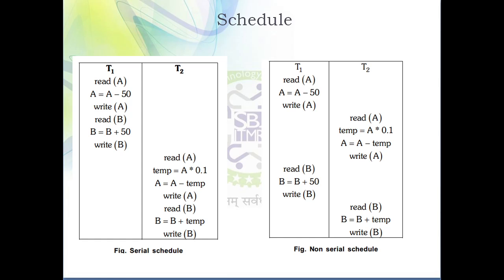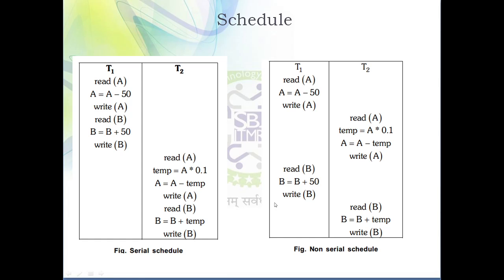So the sequence of operations is important. It is not the case that you execute one transaction partially and then the second, and so you can call it non-serial. Sequence is important, and it should be arranged in a proper order. So this is an example of a serial schedule and a non-serial schedule.